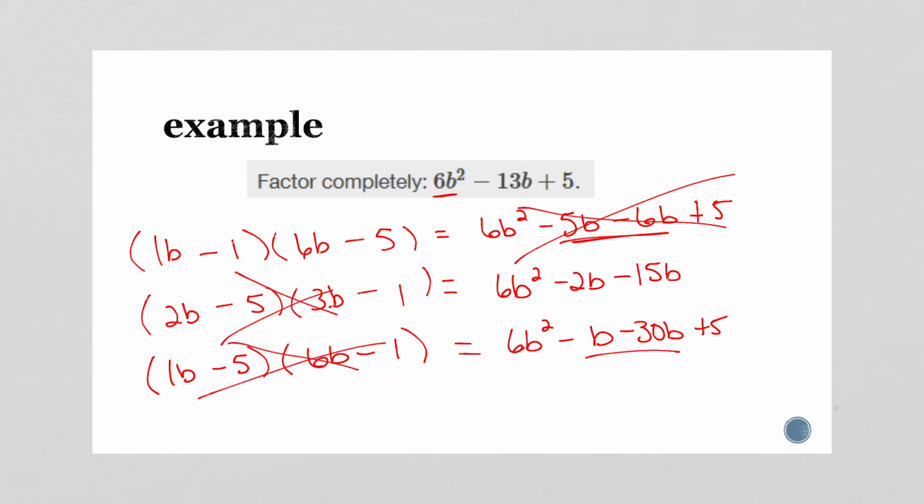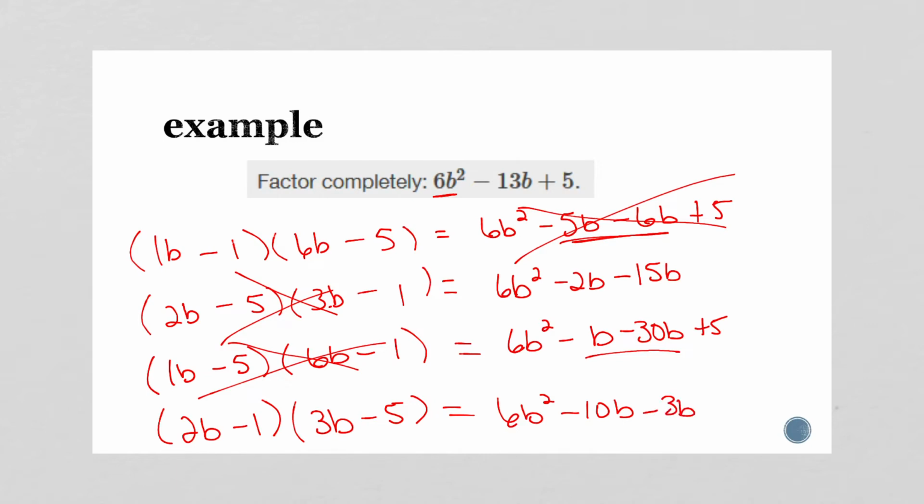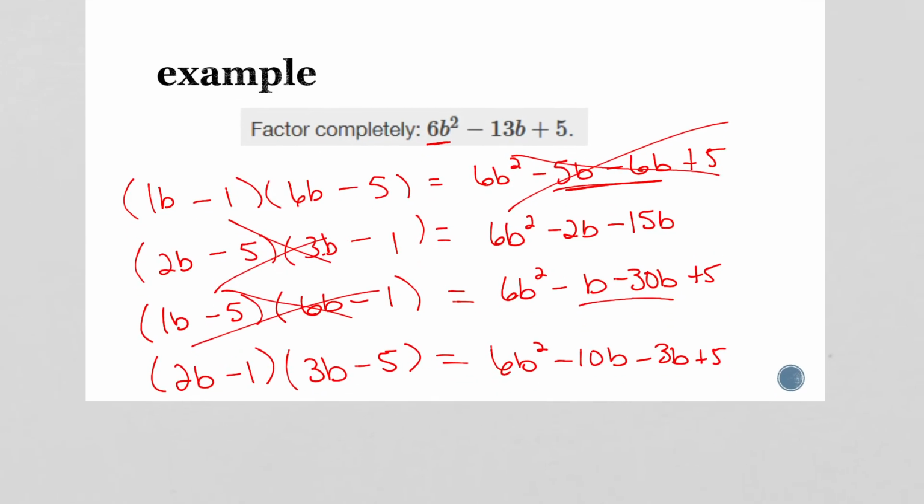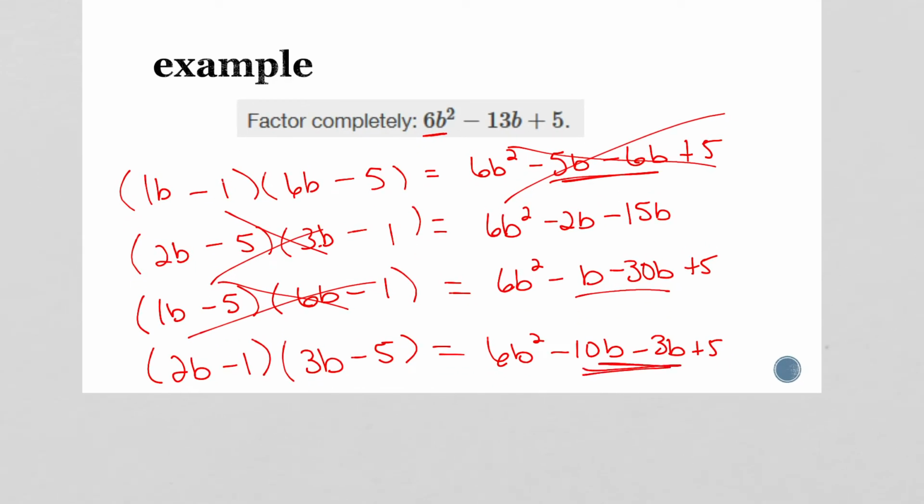Okay, so let's try 2b minus 1, which is different than that second one, and 3b minus 5. Let's do that. 2b times 3b, again, 6b squared. 2b times negative 5 is negative 10b. Negative 1 times 3b is negative 3b. And then negative 1 times negative 5 is positive 5. There we go. This middle term now adds up to be negative 13. Okay, so this thing factors to be this right here.